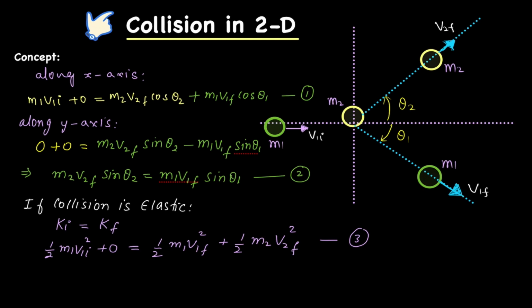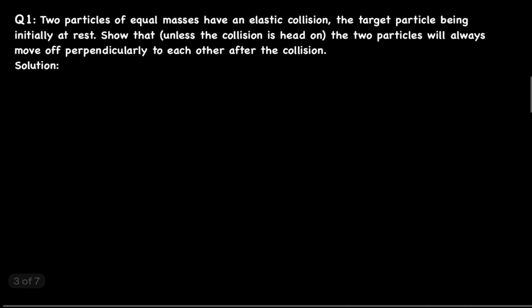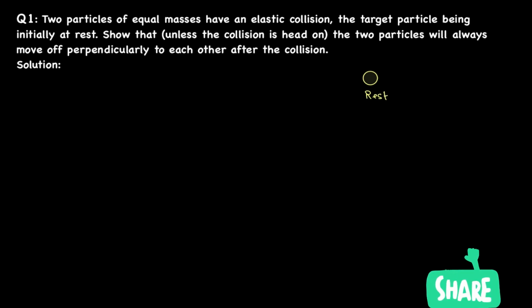So our numerical number first. We have a numerical number first here. You can see two particles of equal masses have an elastic collision, right? Keep in mind we have an elastic collision, the target particle being initially at rest. So let's draw the situation. Let's say this is our target particle which is at rest initially, right? And the other one is moving with some speed. So m is the mass and vi is the initial speed.